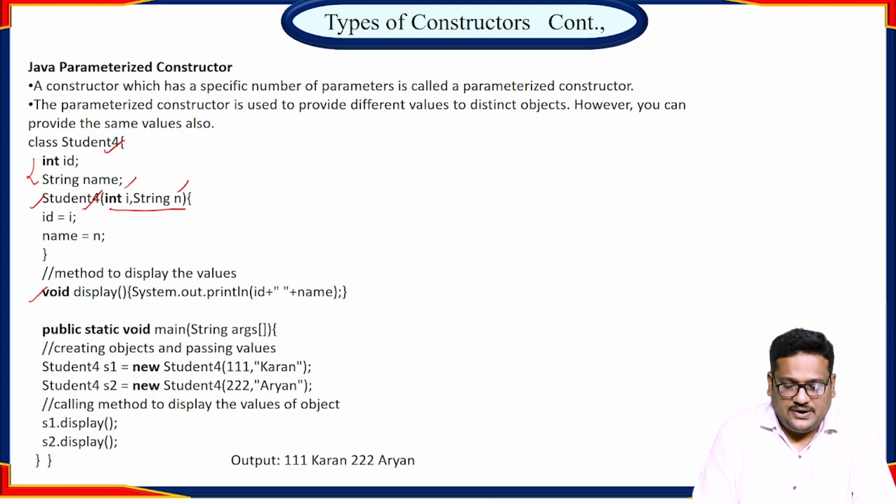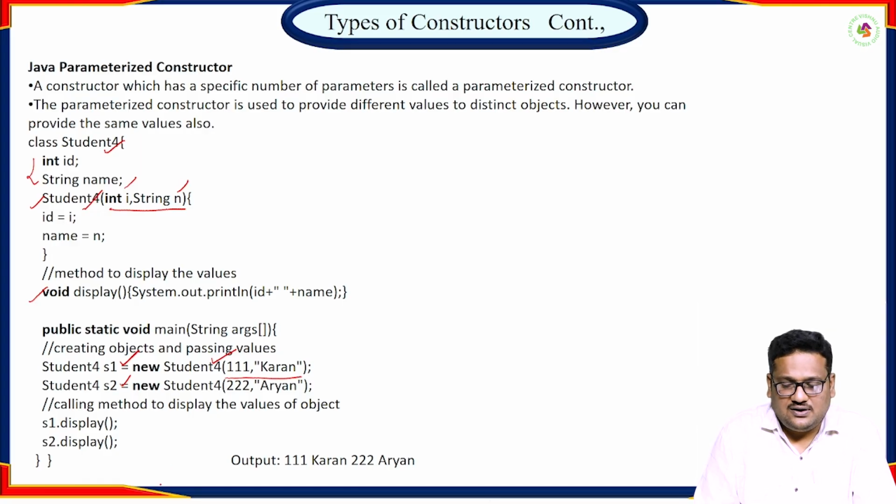And inside the main method, I have created two objects. The first object is s1, the second object is s2. That means there are two objects. While we are creating the s1 object, the constructor will be invoked. When the constructor is invoked, we are passing two values to that constructor.